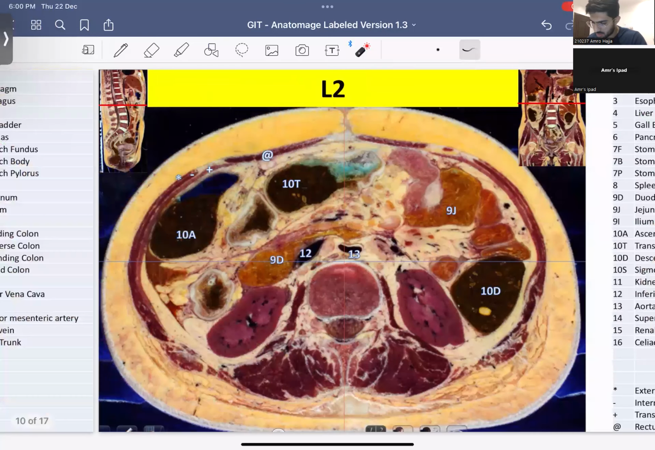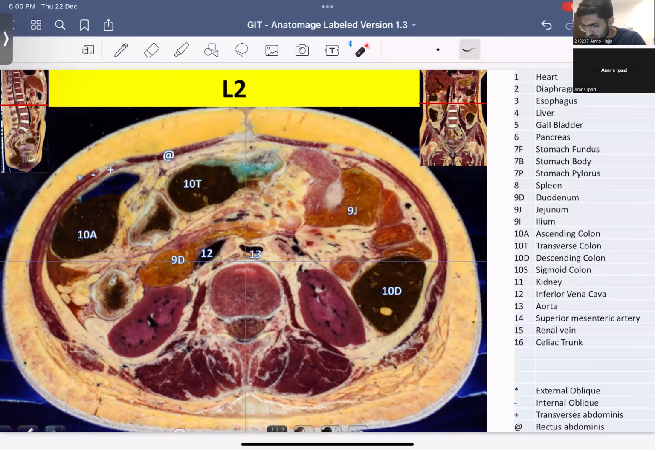For L2, if they bring it, they're most likely going to ask you about this area, which is the muscles. So let's start with identifying the muscles. Here we have the rectus abdominis, here the external oblique, here the internal oblique, and here the transverse abdominis. Just memorize that order, and if they ask a question about this section, most likely they could ask about this.